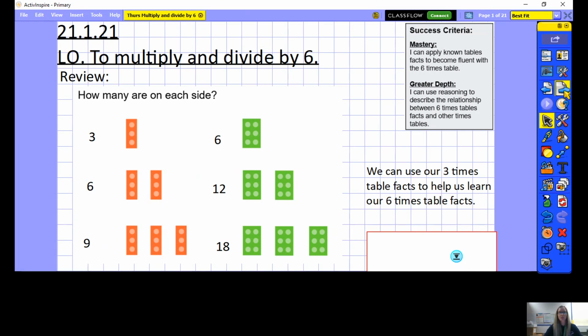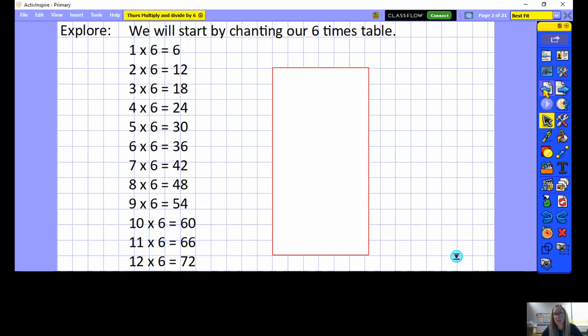Okay, so let's start by chanting our 6 times tables. We're going to have a practice of our 6 times tables. So I've got them on the screen here for you to use to help you. If you want to challenge yourself, you can close your eyes while you do this, or if you think you need to look at the numbers, start by looking at the numbers and then maybe you could pause the video afterwards and have a go without the numbers.